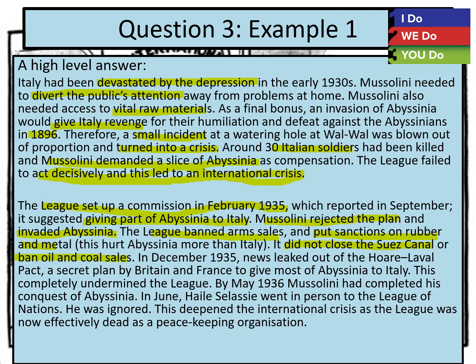In December 1935, news leaked out of the Hoare-Laval Pact, a secret plan by Britain and France to give most of Abyssinia to Italy. This completely undermined the League. By May 1936, Mussolini had completed his conquest, his invasion of Abyssinia. In June, Haile Selassie went in person to the League of Nations. He was ignored. This deepened the international crisis, as the League was now effectively dead as a peacekeeping organisation. That is a good 8-mark question.